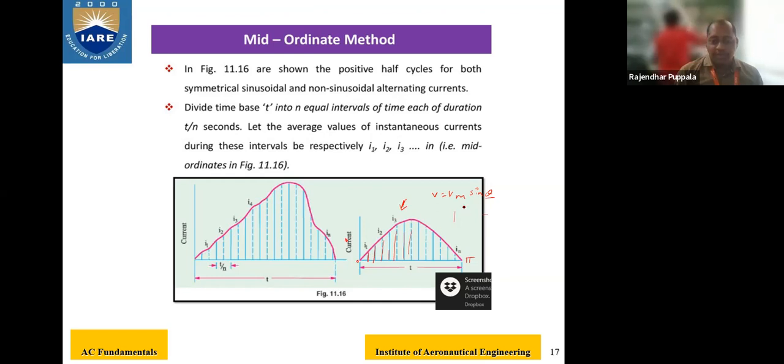Overall, we are calling it a sine waveform, a sinusoidal waveform. But at these instants of time, at theta equal to 0, we are getting some value; at 30, we are getting some other value; 45, 90, and so on. So these values we are calling the instantaneous values.